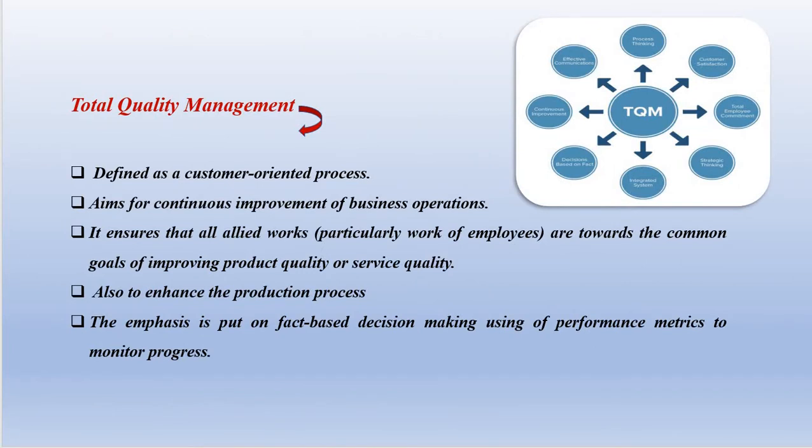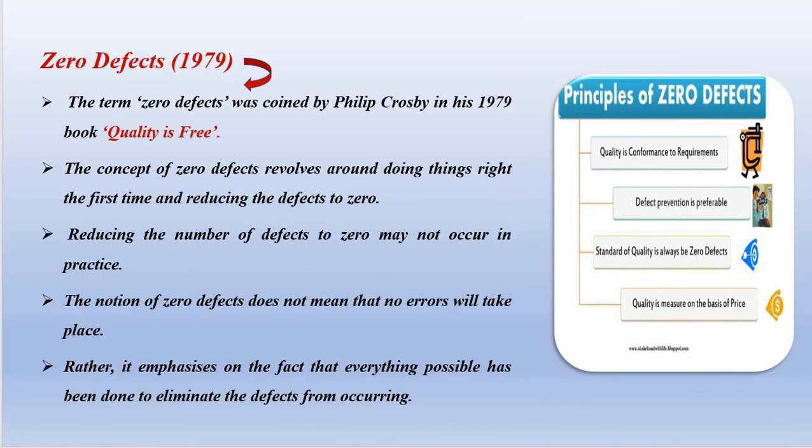What is total quality management? It is defined as a customer-oriented process that aims for continuous improvement of business operations. It ensures that all allied work, particularly the work of employees, is directed towards the common goals of improving product quality or service quality, and also enhancing the production process. The emphasis is put on fact-based decision making using performance metrics to monitor progress.